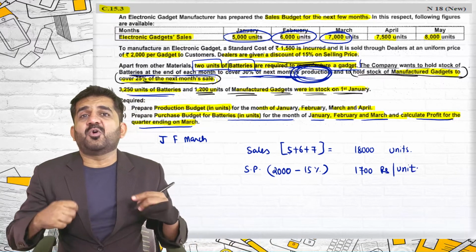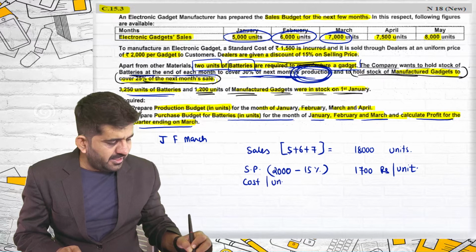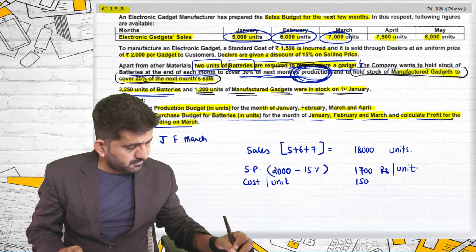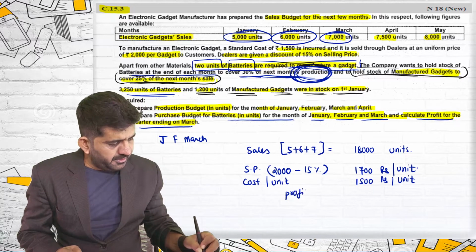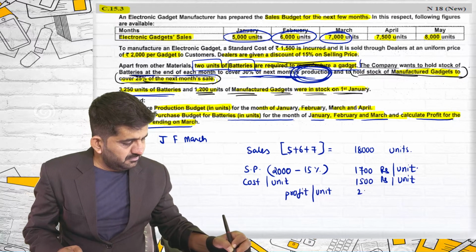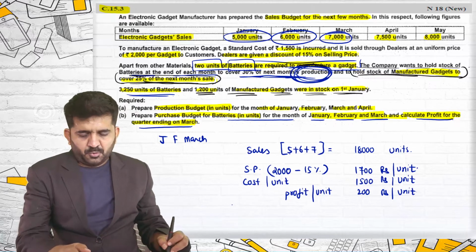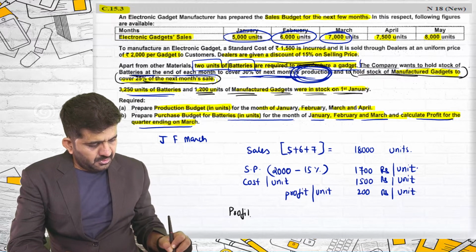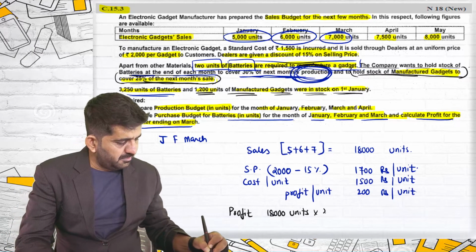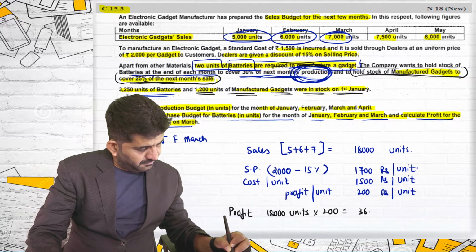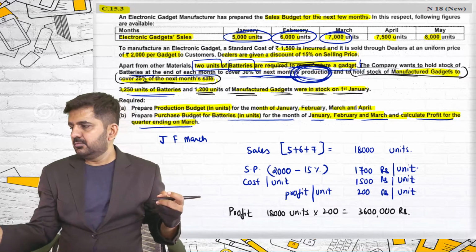What is the total cost per unit? 1,500. It is not variable or fixed, it is total cost. What is the profit per unit? 200 rupees. So my profit will be 18,000 units multiplied by 200, which is 36 lakhs rupees.